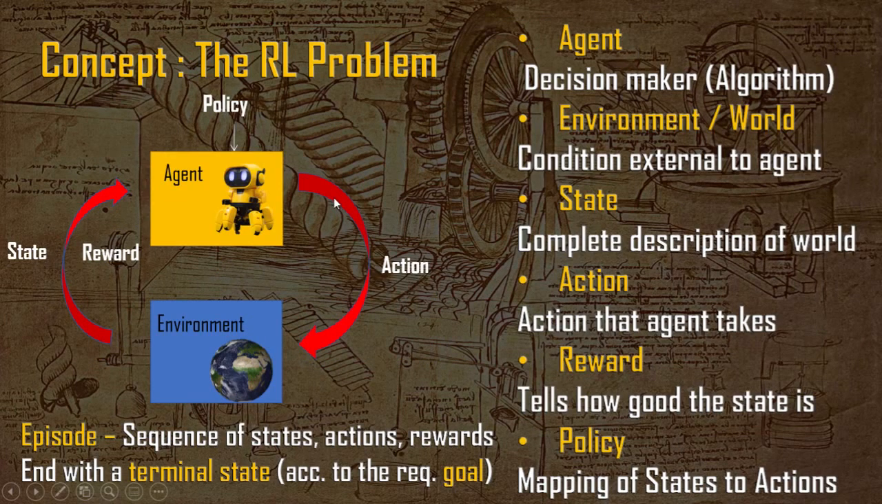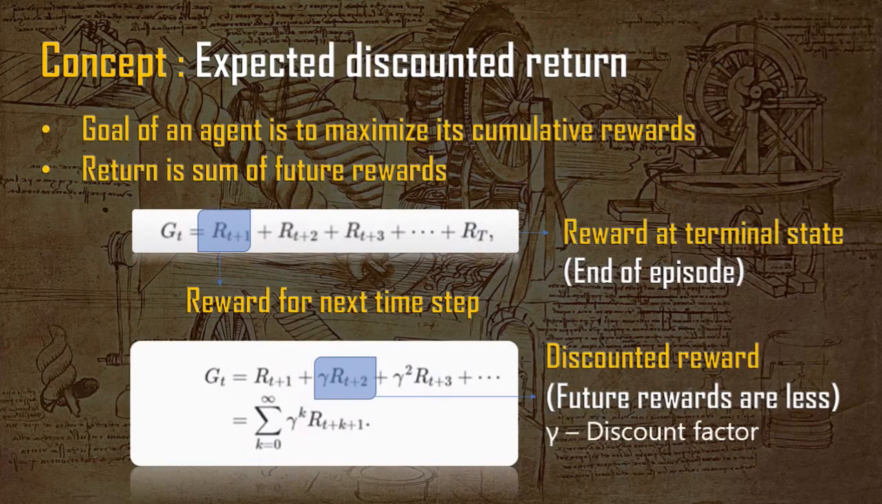And I think I've not used the right links here. So the expected return is, let's have a look at the goal of the agent. The goal of the agent is to maximize its overall reward, right? That's the whole reinforcement learning problem. And the way we are defining rewards is that we are adding rewards over all time steps.